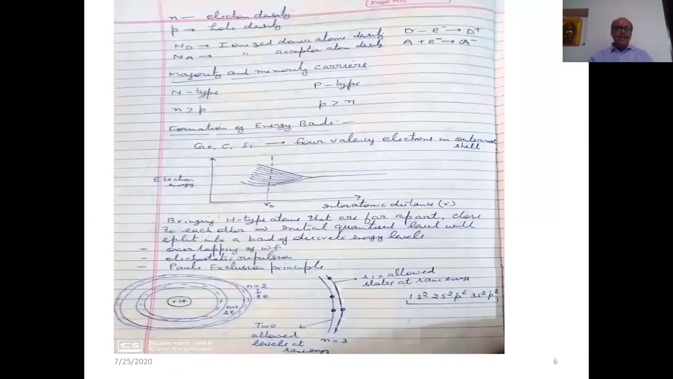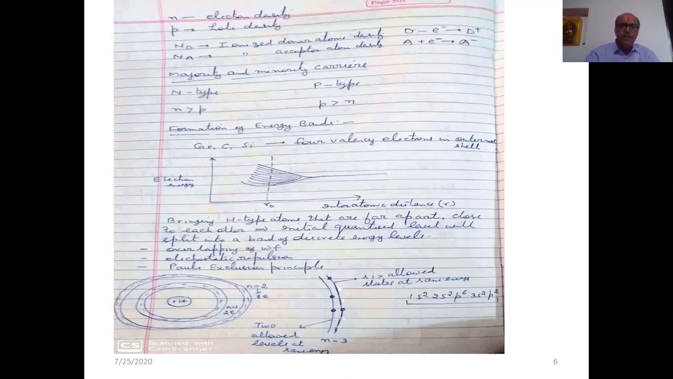So n and p, these are the notations. n is the electron density, the number of electrons per unit volume. p is the hole density. Nd is the ionized donor atom density. Density means per unit volume. And similarly, A stands for acceptor, so capital Na is the notation for ionized acceptor atom density. That is, Nd plus and Na minus. Every donor impurity after donating one electron becomes positively charged, and every acceptor impurity after accepting one electron becomes negatively charged.